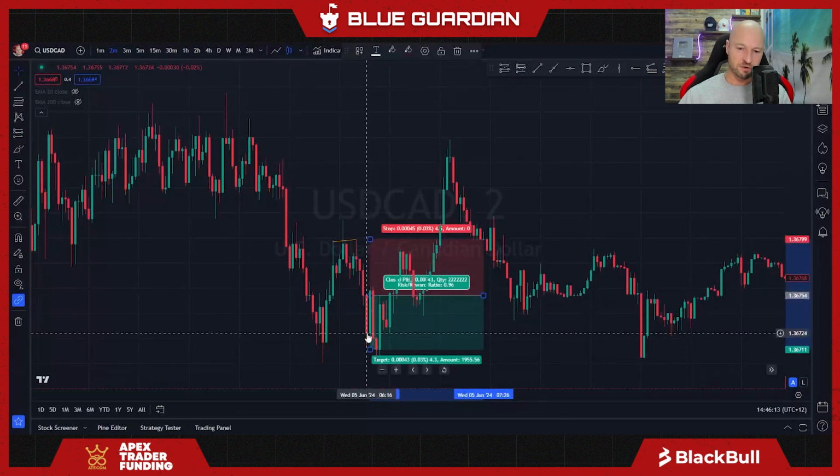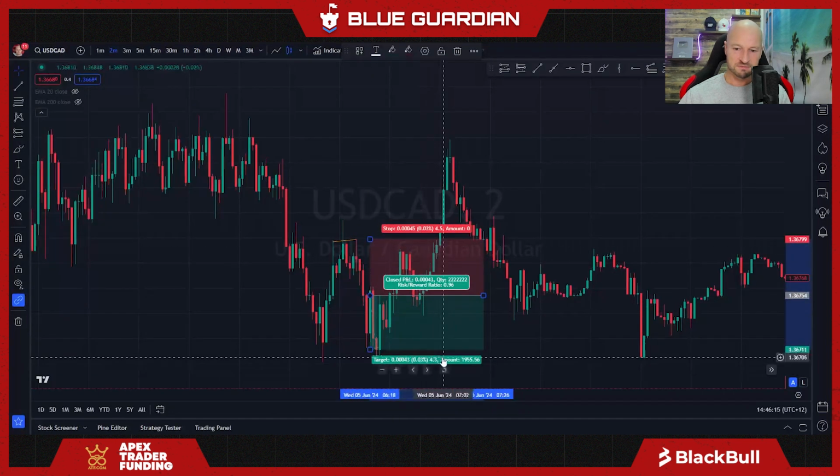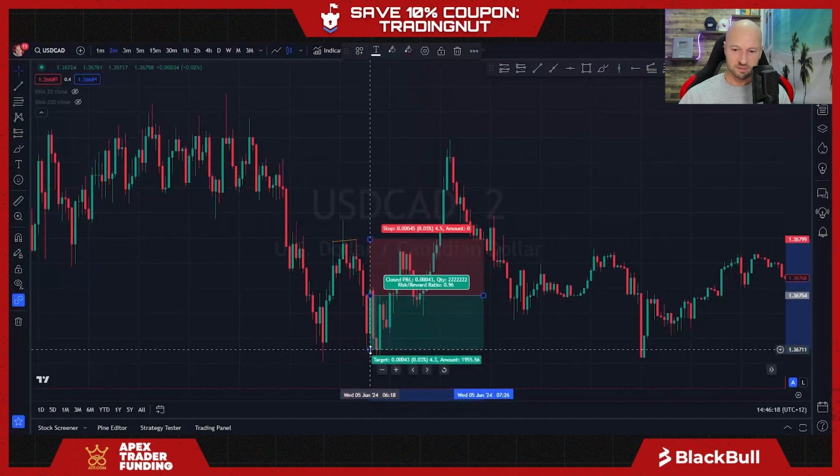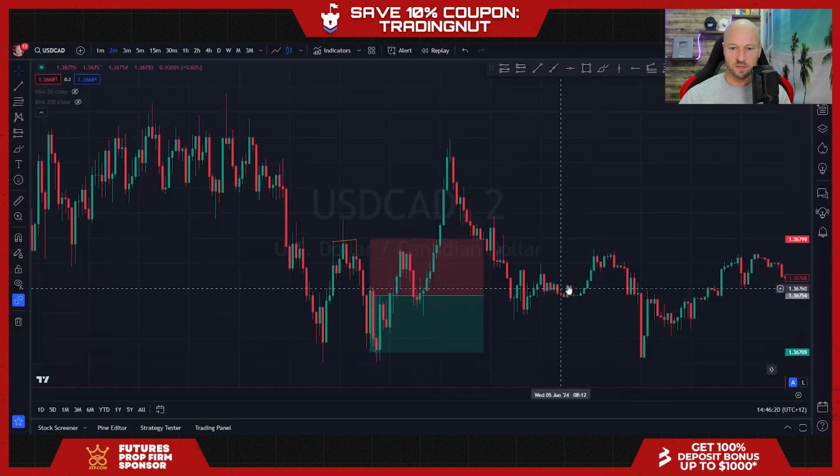Look, if it gets way too far off with the strong candle and gives us a massive stop, I'm not going to take it. So let's have a look. Did we actually make 1R? Yes, we just made 1R on that.